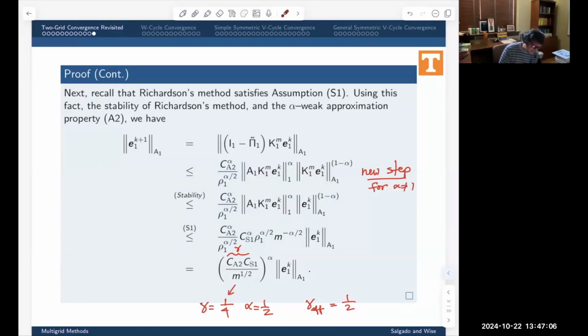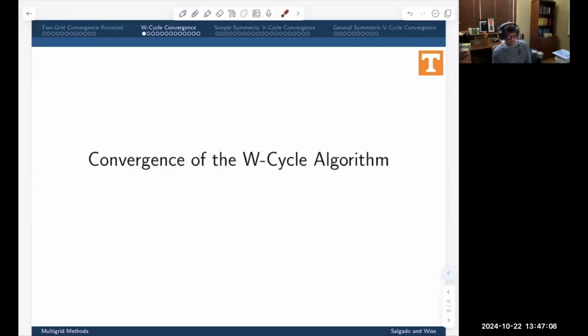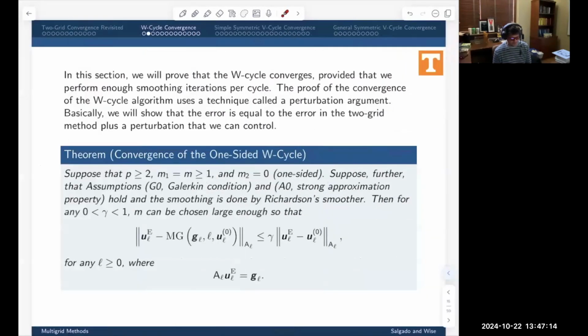Now, the next thing I want to point out is that in the notes previously we went on to the W-cycle, and we proved that if I am allowed to choose my number of smoothing parameters to be as large as I need them to be, then I can always guarantee that I'm going to have a contraction for the one-sided W-cycle. And the convergence rate was some gamma, which was evident when we were doing the proof. So I'm not going to go through this proof again. Everything here is more or less the same.